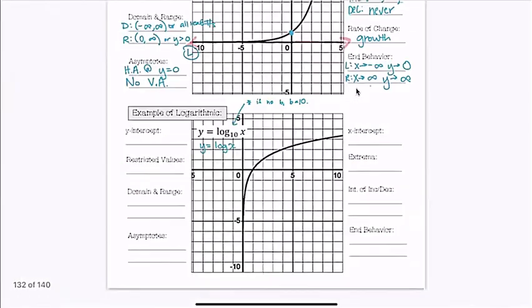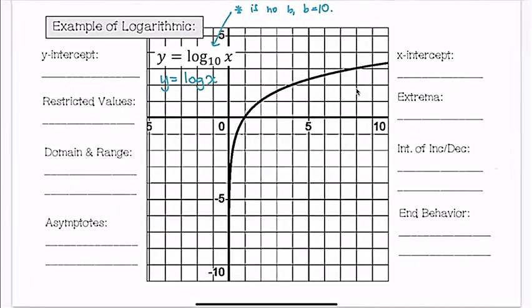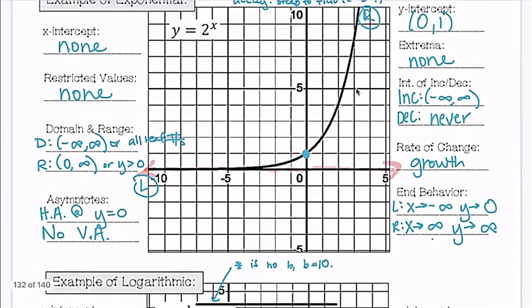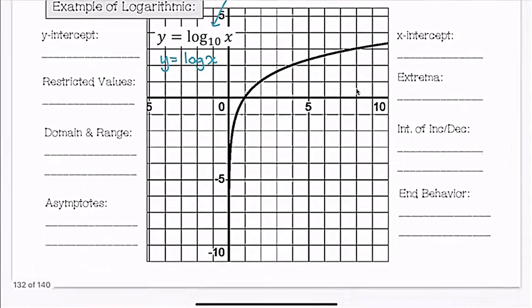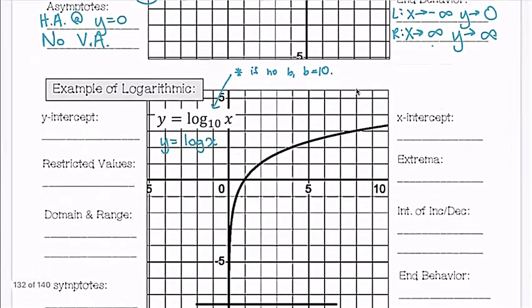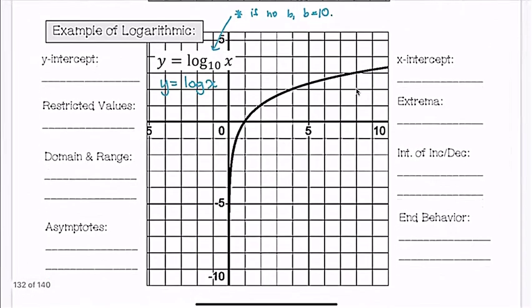Perfect. Let's go back to the first page here and then go over the logarithmic one. Remember, this is the inverse of an exponential, meaning everything is just going to swap the x and the y. So if our original x-intercept was none, that means now our y-intercept is none.